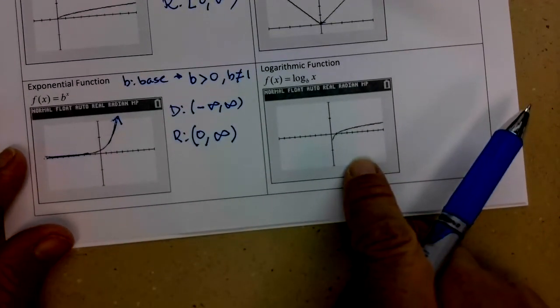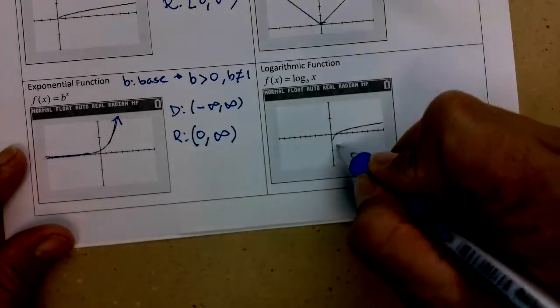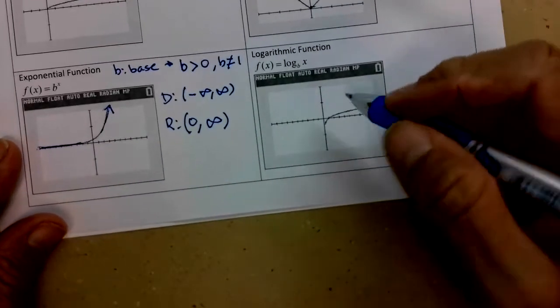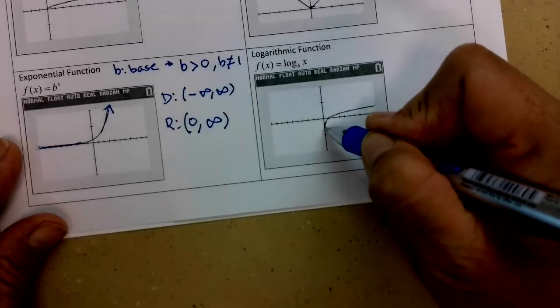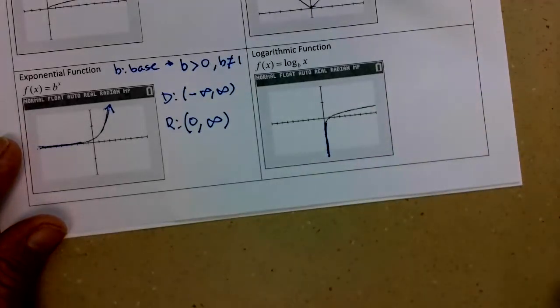And then the logarithmic function, it's the inverse. It undoes the exponential function. And on my graphing calculator, it looks like it stops here. It doesn't. We have that asymptote here as well. It's just my graph won't show it.